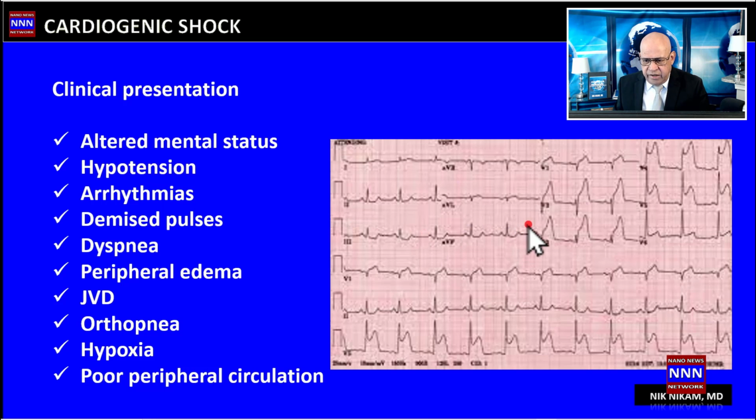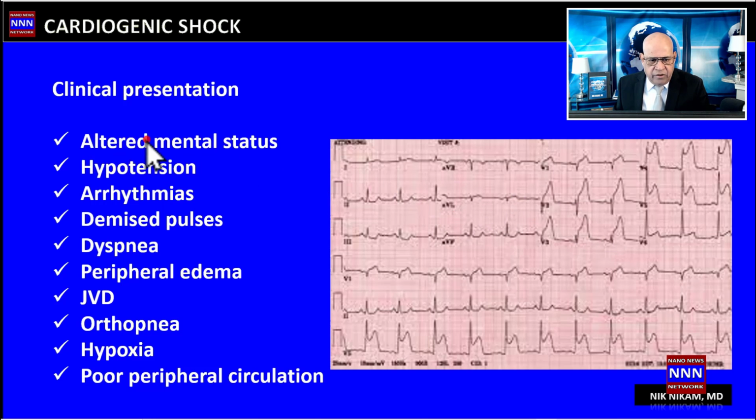If you look at an EKG here, what looks like tombstone T waves going all the way from lead 1, AVL, V1 to V6. This is classic of proximal left anterior descending branch occlusion involving the entire septum, the anterior wall, and the apex, that can lead to extensive myocardial damage resulting in cardiogenic shock.